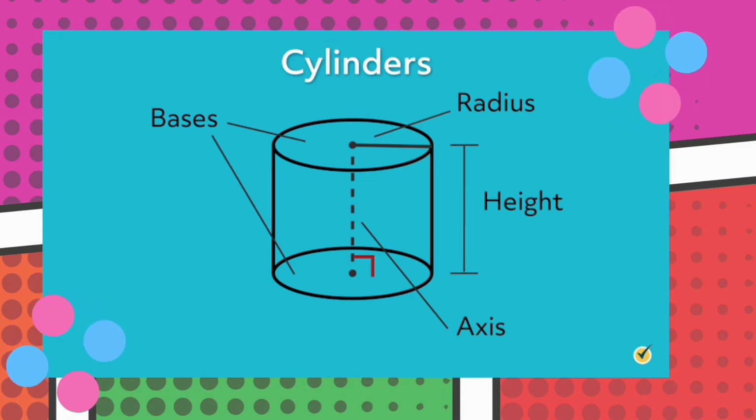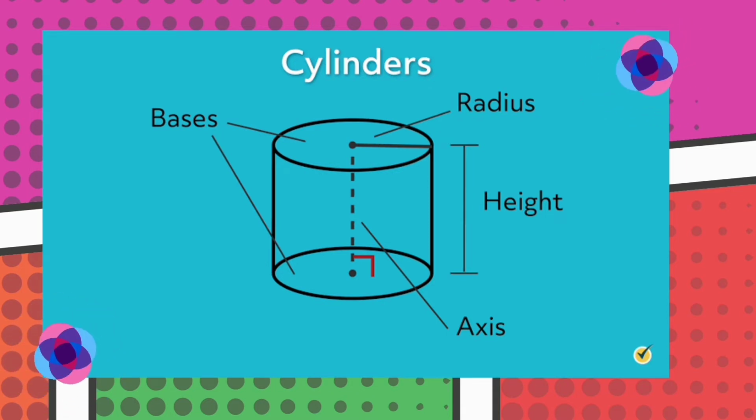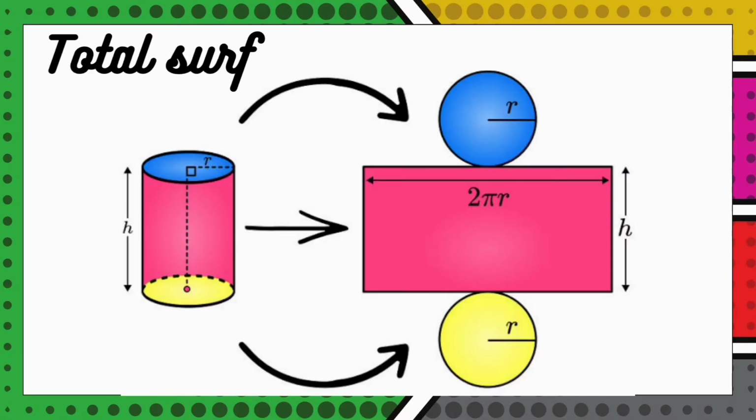The next shape I'll be teaching you is a cylinder. A cylinder has several parts, which are the radius, the height, and the base of the cylinder. To find the total surface area of a cylinder, when you cut the cylinder open, it is going to form a rectangle and two circles. The two circles will be at the top and the bottom of the cylinder. So the total surface area of this cylinder will be the area of the two circles, at the top and the bottom, and the area of the rectangle, which forms the curved surface of the cylinder.